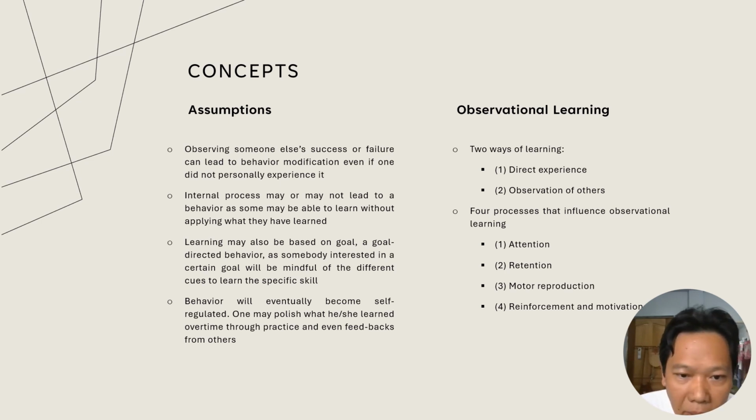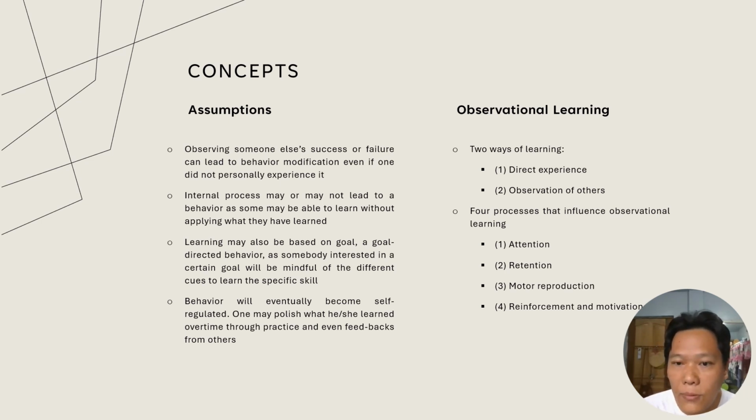And then learning may also be based on goal because sometimes we have this goal in mind, so we take the cues that we want and lead into the goal from those cues. So behavior will eventually become self-regulated. We polish and polish what we've learned, and later on, we will be able to regulate our own learning.